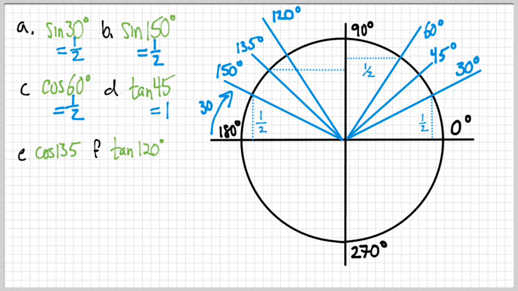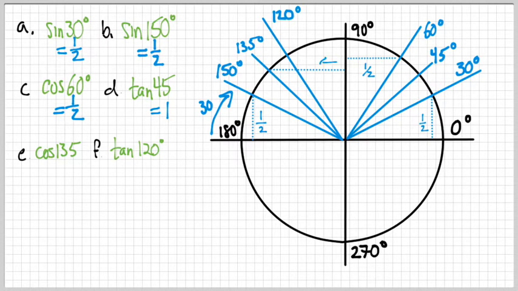So now we're going to do... Oh yeah, cosine of 135, sorry. Yep, cosine of 135 is that horizontal distance from here. Now what we need to notice, 135 is 45 degrees from 180 and also 45 degrees from 90. It'll be the same as the 45s.